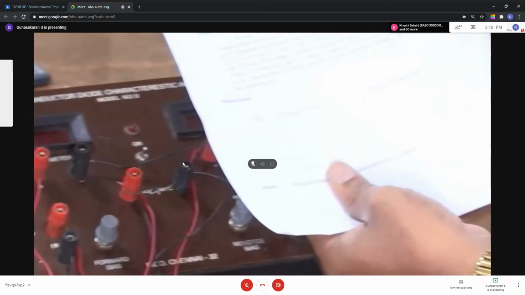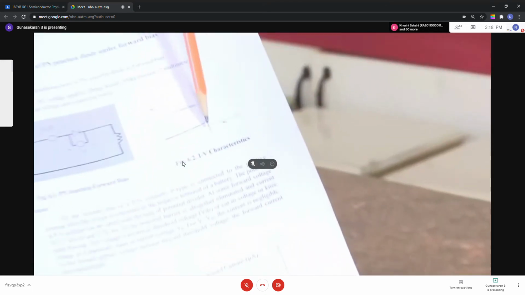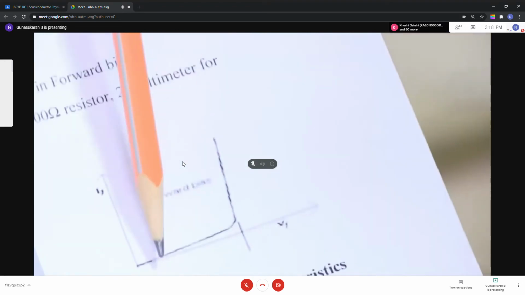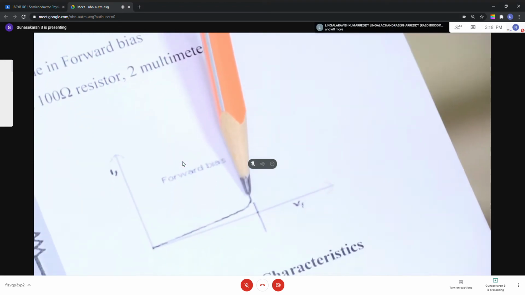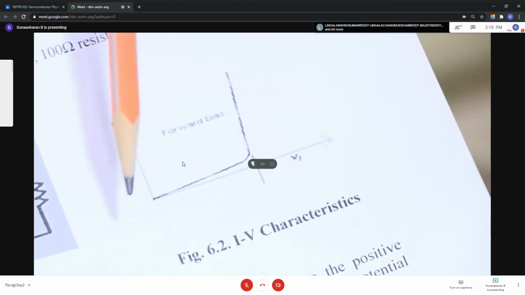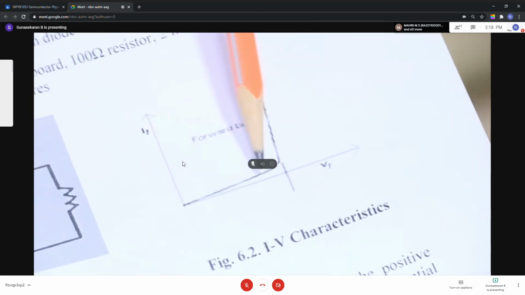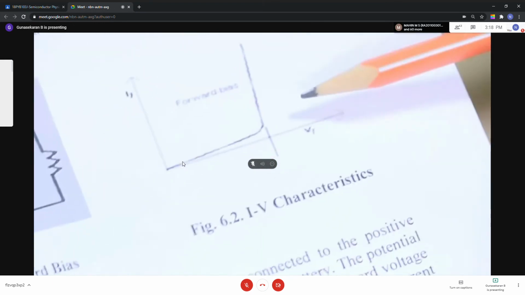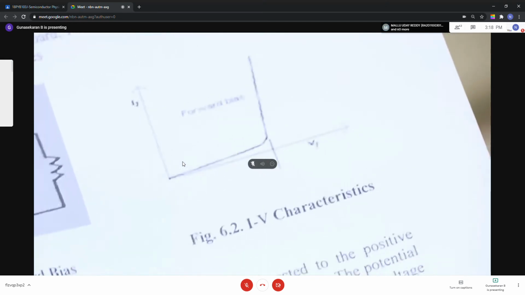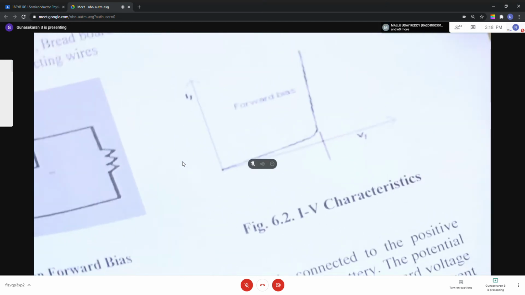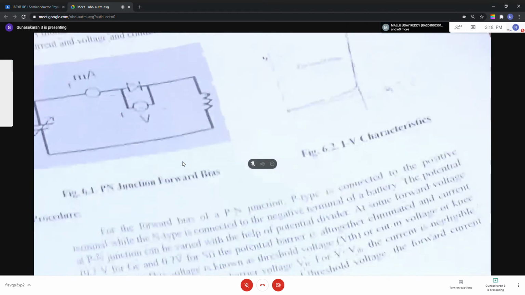When the forward voltage V_F is increased beyond the threshold voltage, what happens? The forward current rises exponentially. This is the procedure for the characteristics of a PN junction under forward biasing.